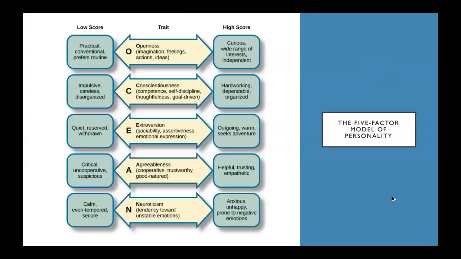Now, the 5-factor model of personality. It can be abbreviated, or it may help you to remember it with the acronym OCEAN. So openness, conscientiousness, extroversion, agreeableness, and neuroticism.